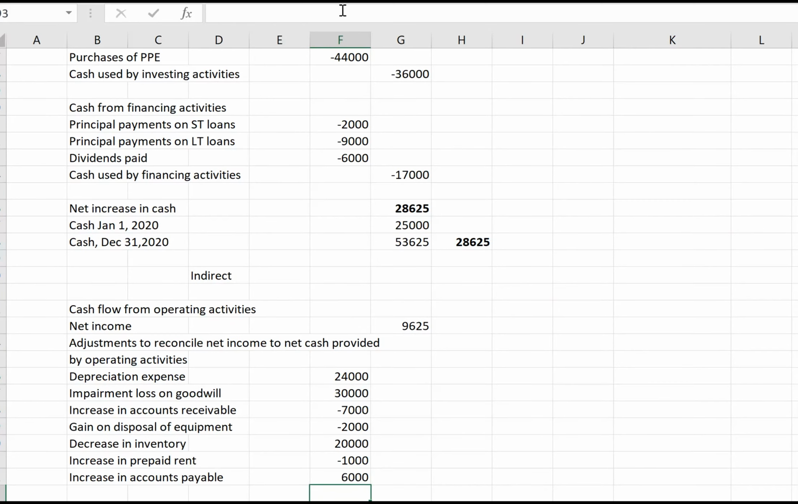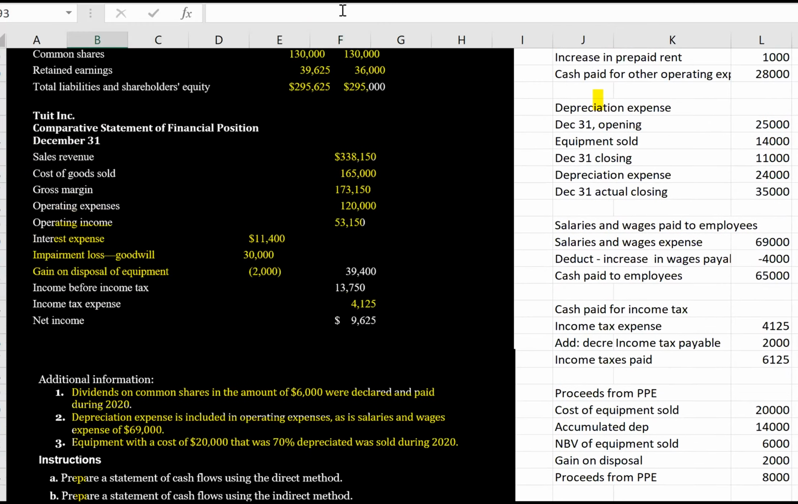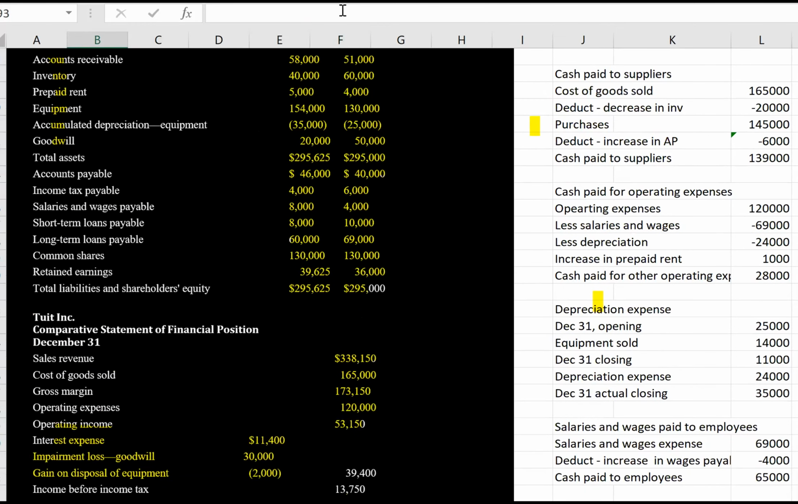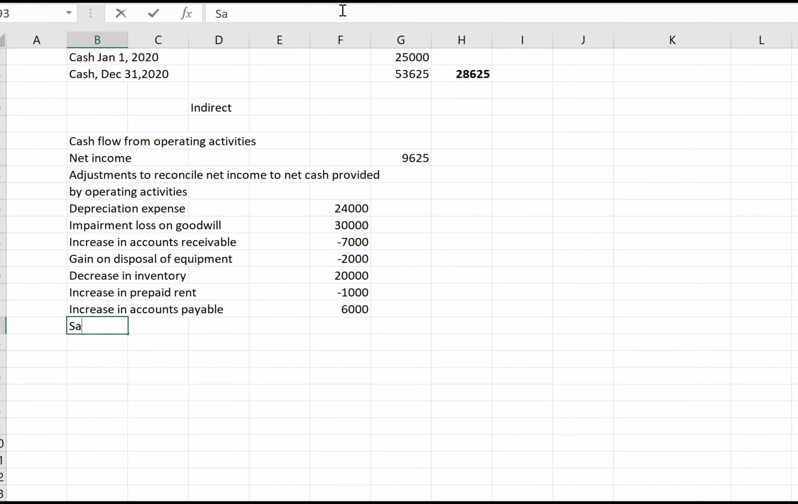So that's going to be a positive 6,000. Then what other accounts do we have in our current liabilities? So next we've got salaries and wages payable. That went up by 4,000. Increase in salaries payable, so this is also going to be a positive amount. The more that we accrue, the less we have to pay out. So a $4,000 increase in AP is going to be a cash inflow.